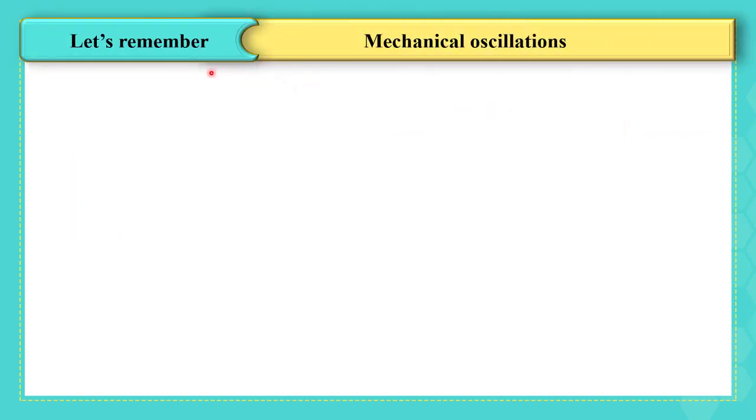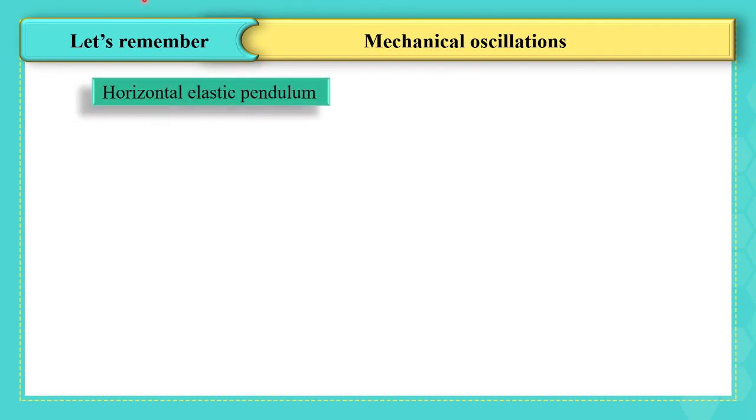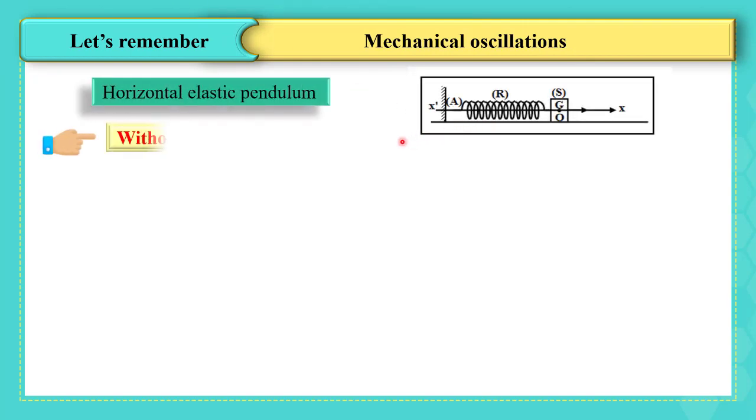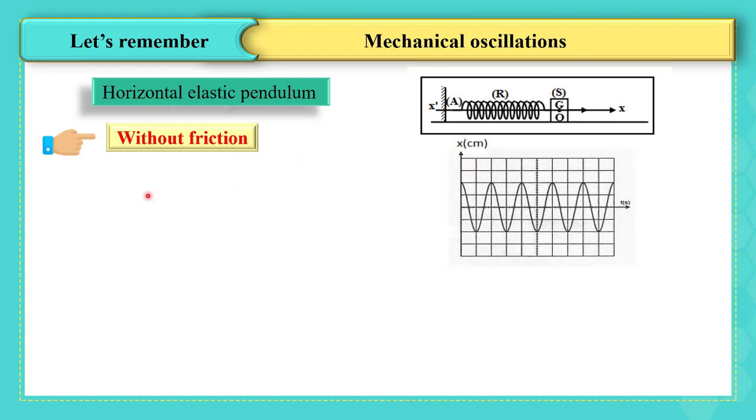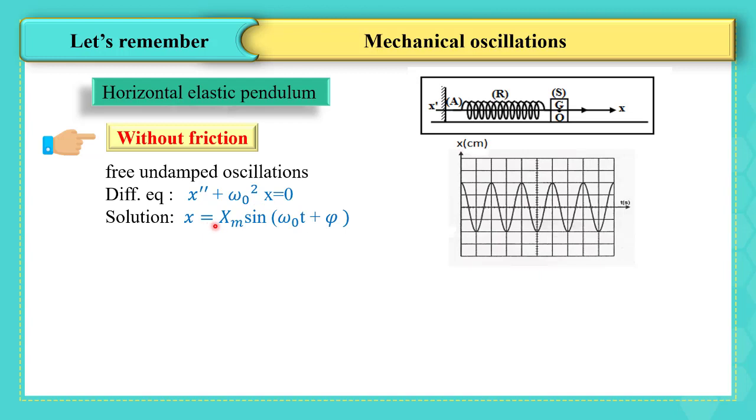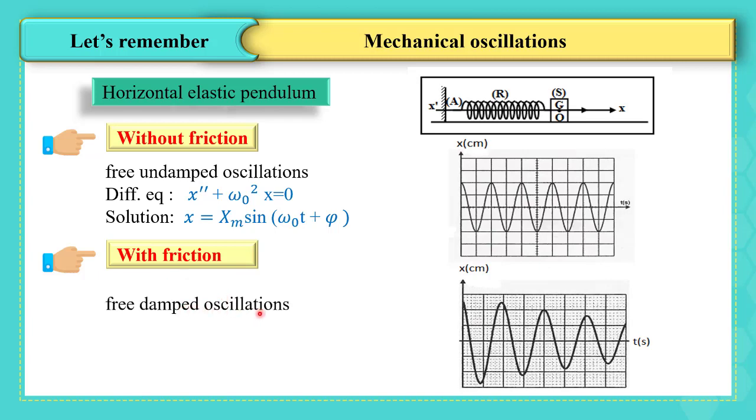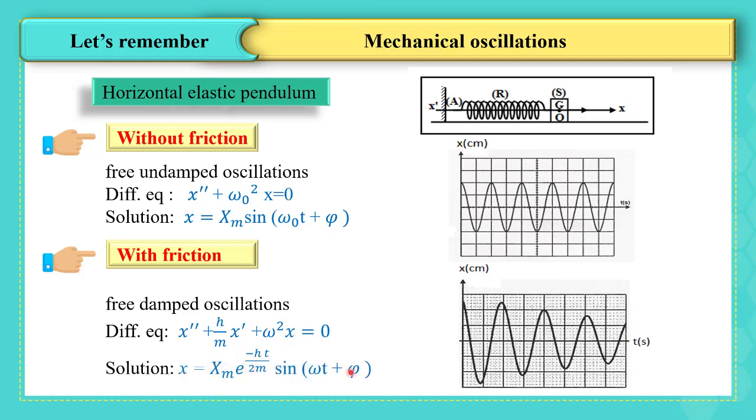First, let's look back at the mechanical oscillations. In the case of free mechanical oscillations where friction equals 0, the differential equation is of the form x double prime plus omega 0 squared x equals 0, and the solution is of the form x equals x maximum sine of omega 0 t plus phi, so x of t was sinusoidal. And when friction exists, in the case of free damped oscillations, the differential equation was of the form x double prime plus h over m x prime plus omega squared x equals 0, and the solution of this form.